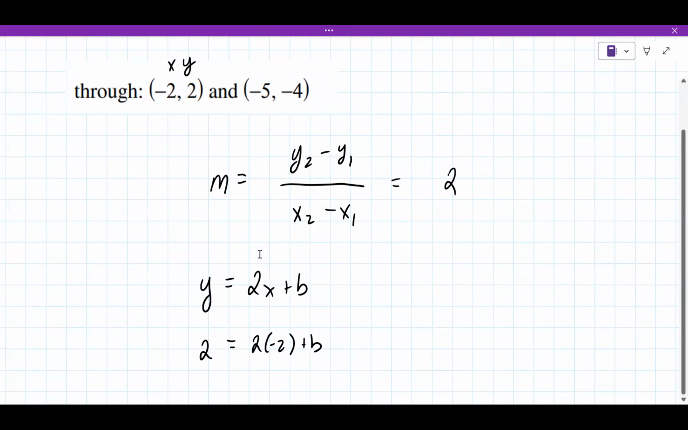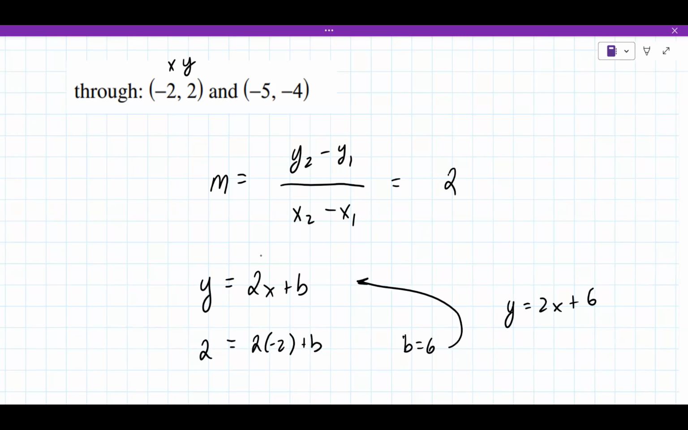Could you solve that for B, please? It would be 6. B is 6. Very good. So your final equation is Y equals 2X plus 6. All right, so that was kind of nice because everything just worked out. You didn't have any kind of weirdness with it.